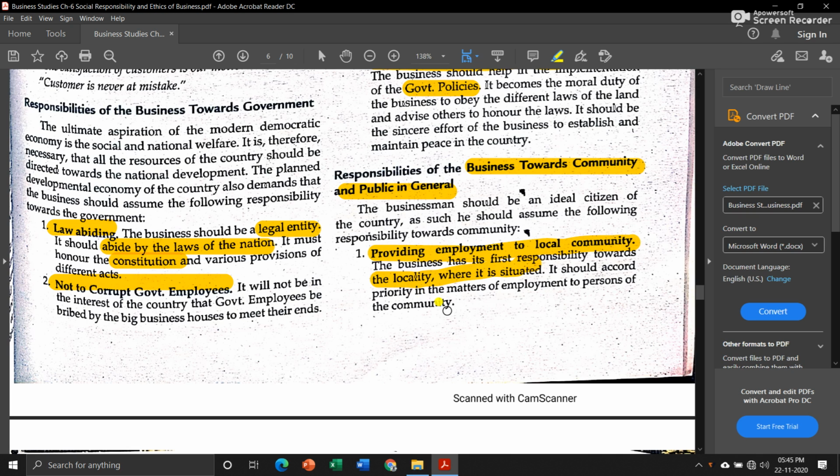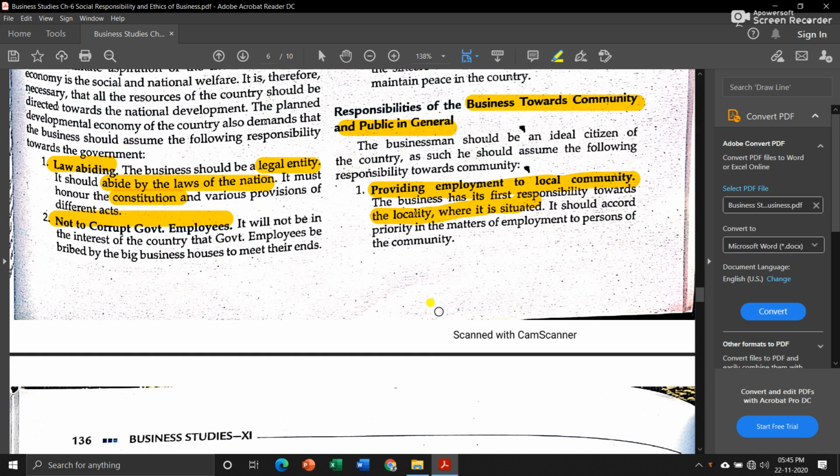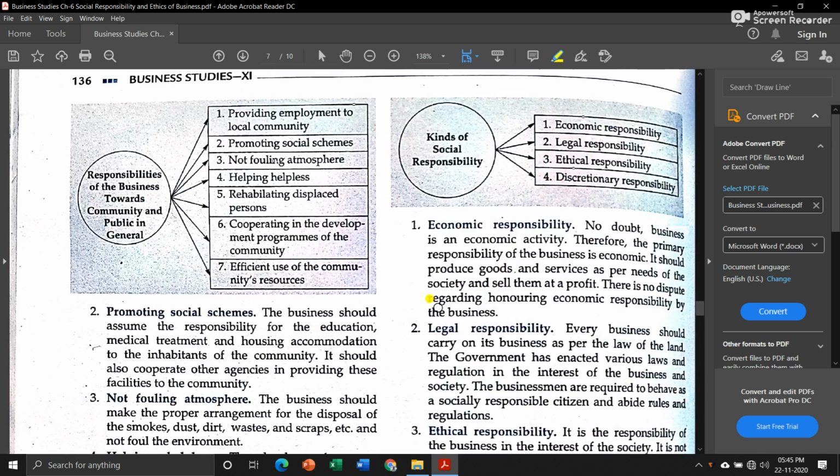It should accord priority in the matters of employment to persons of the community. Suppose if a business is set up in a very rural area, then they should try to provide employment to the people of that particular area. That is one of the social responsibilities of business towards that community.